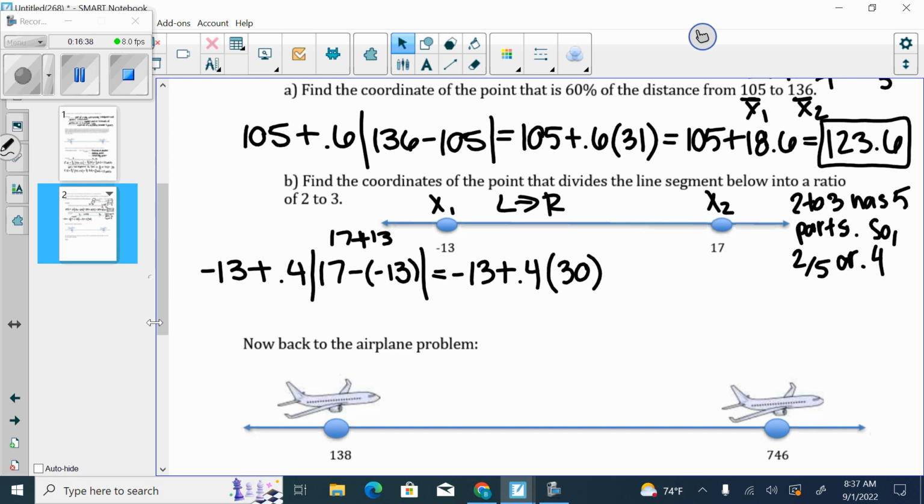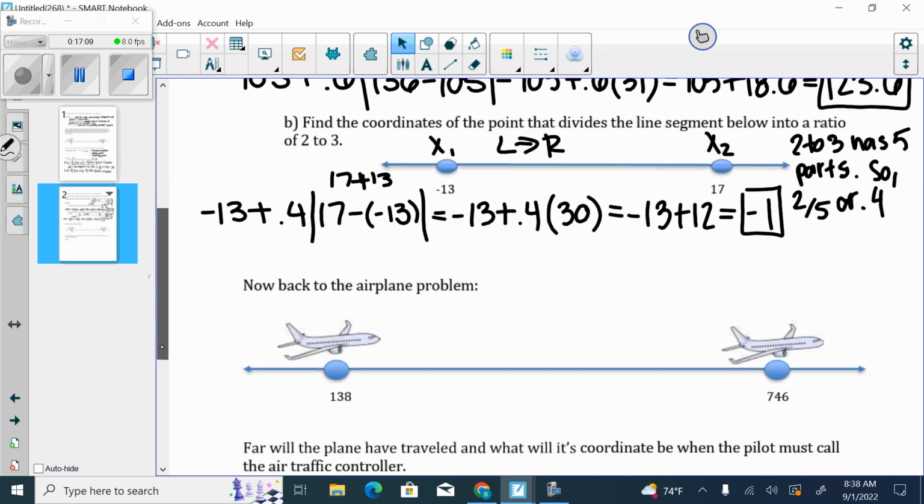All right, and what is 0.4 times 30? Good. So I got negative 13 plus 12, which is negative 1. So if I was to go 2/5 of the distance from x1 to x2, I would land on the point negative 1. All right? Okay, so now back to that airplane problem that they referenced earlier in the notes.